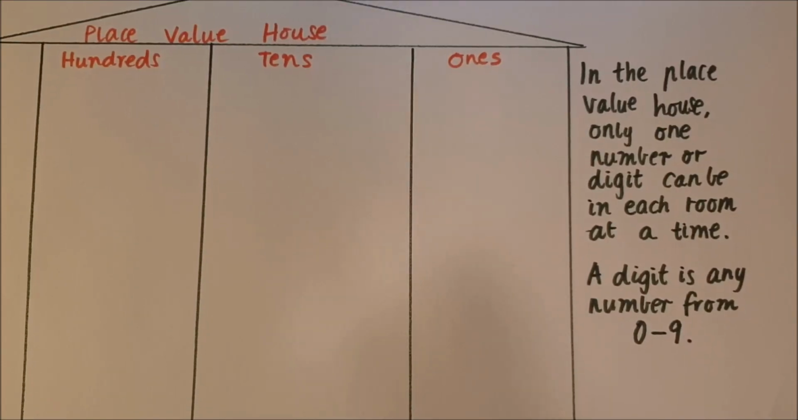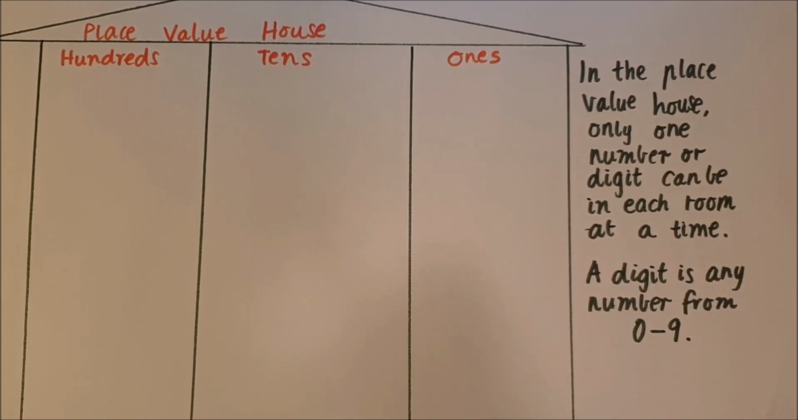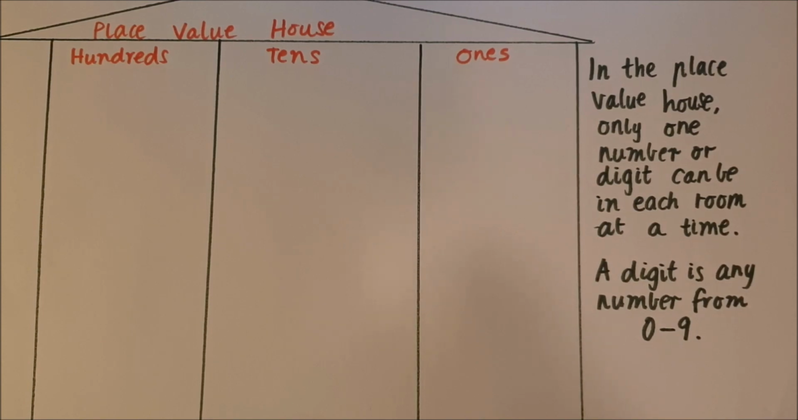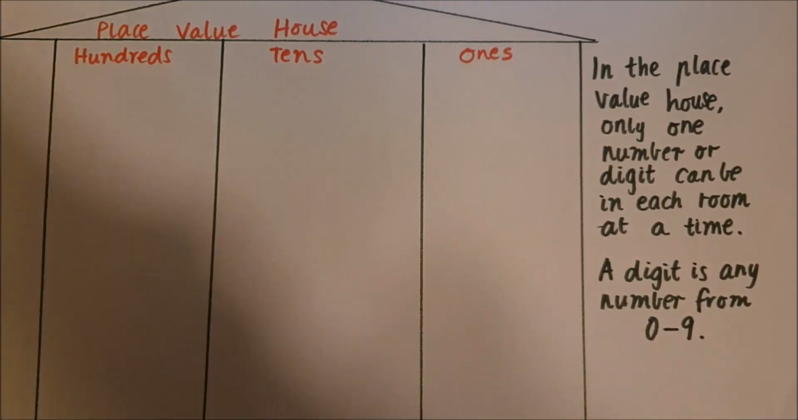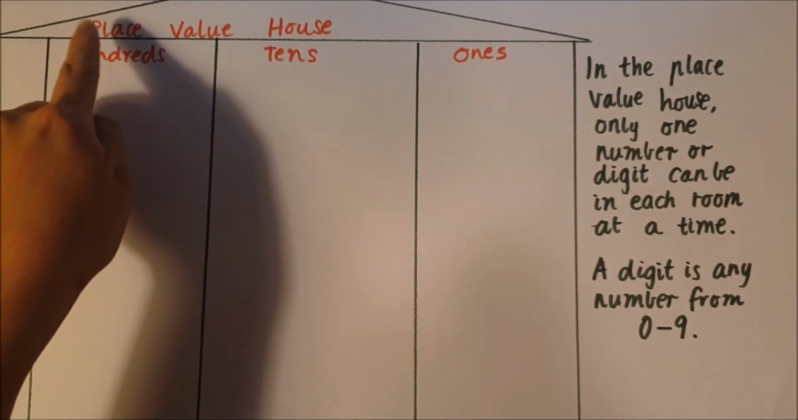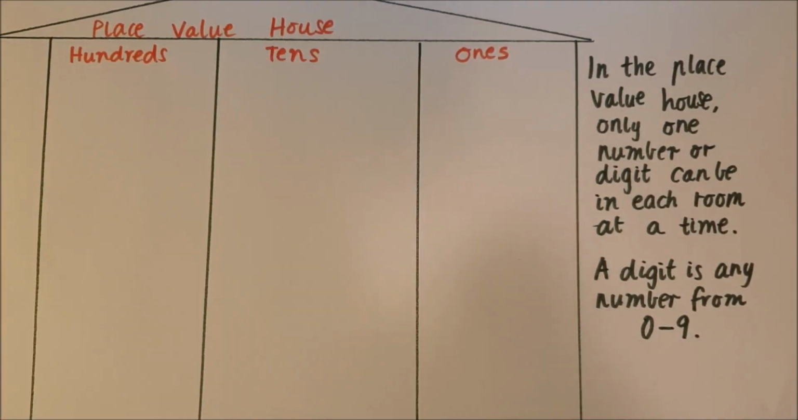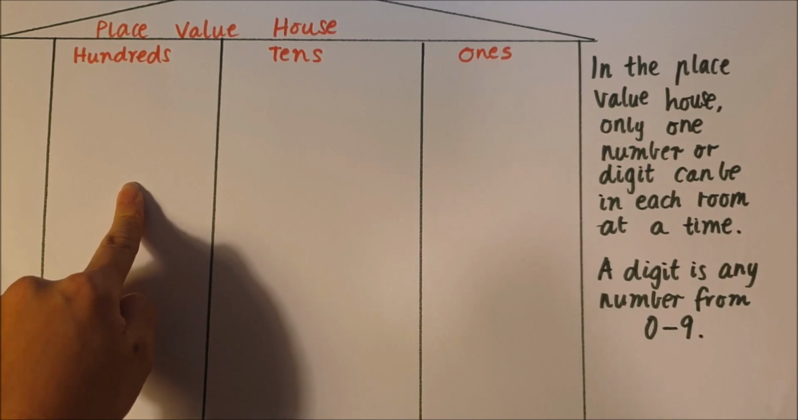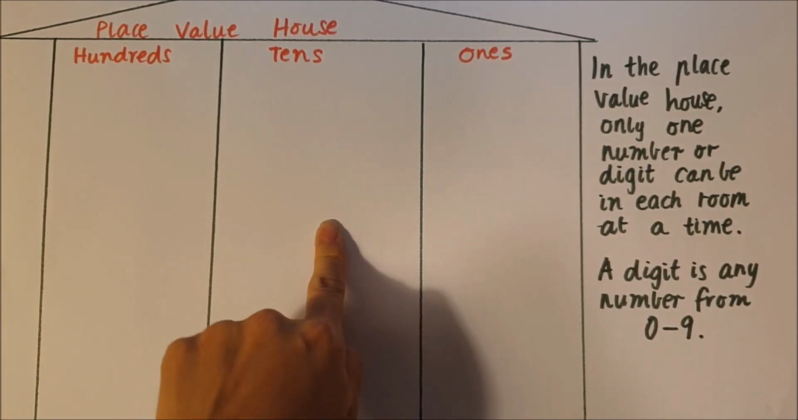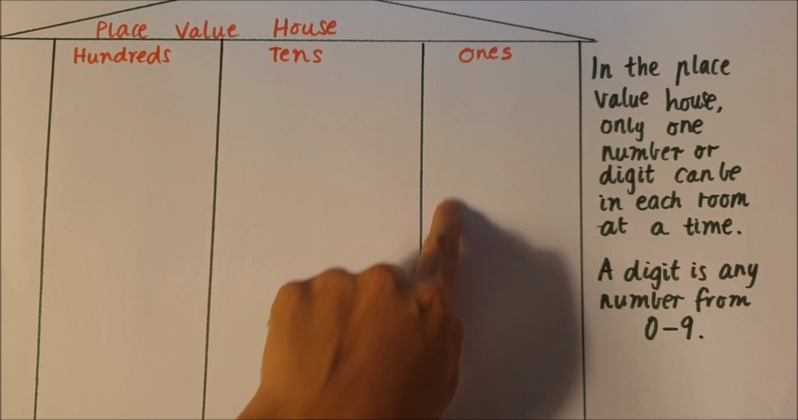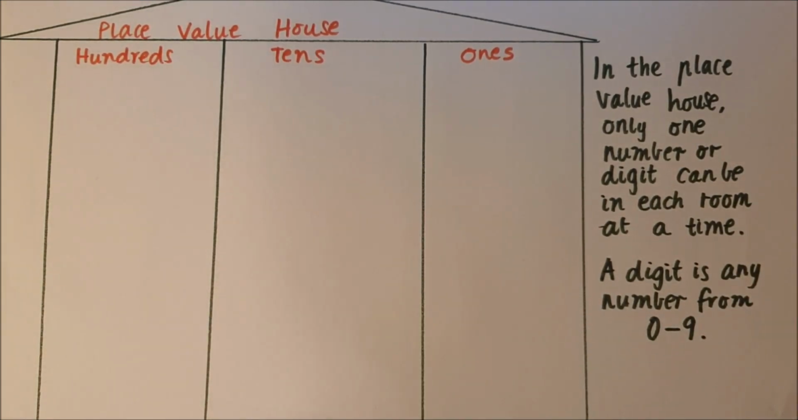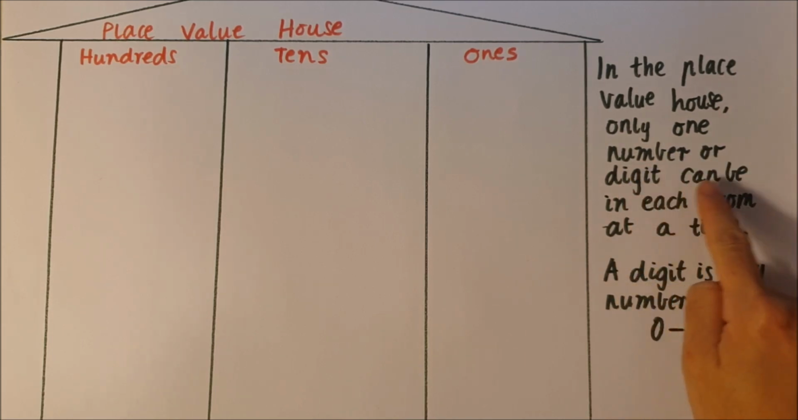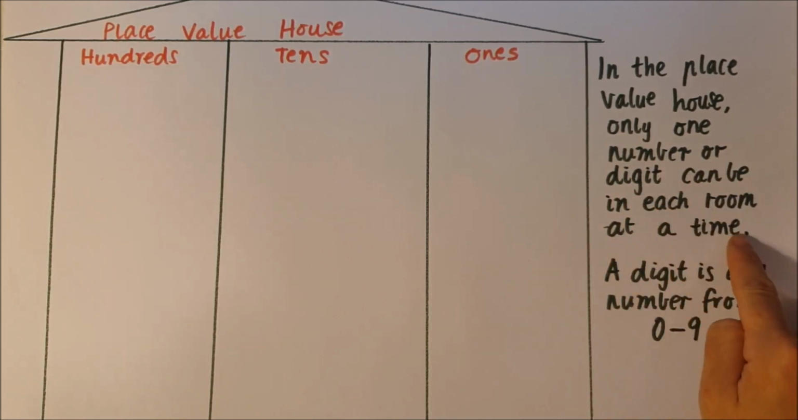Hi boys and girls, this is Miss Sang's place value chart. You would have something very similar in your Learning from Home resource pack. And this place value chart, I'm going to call it a place value house. And in this house there are 3 rooms. One is called hundreds, another room is called tens, and another room is called ones. And in this place value house, only one number or digit can be in each room at a time.